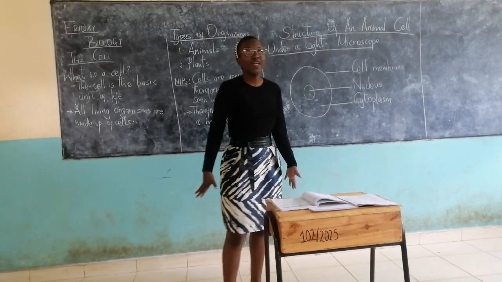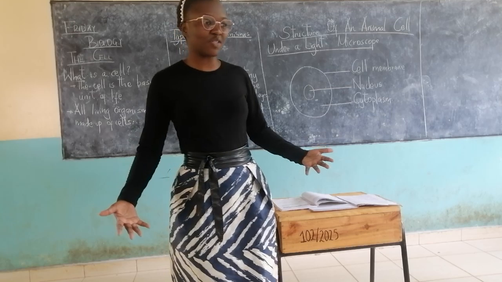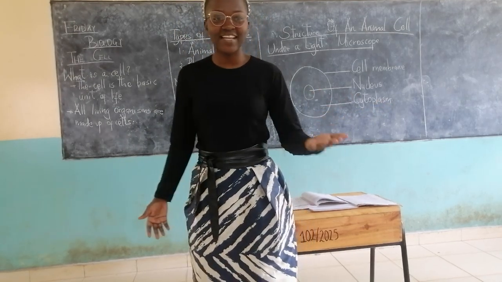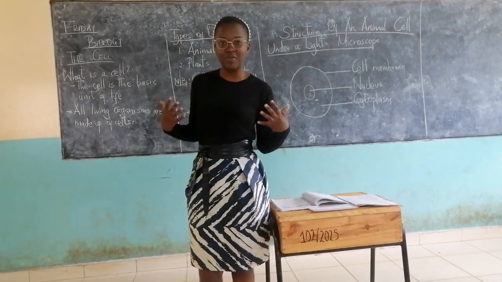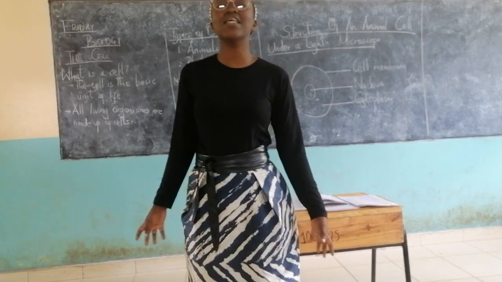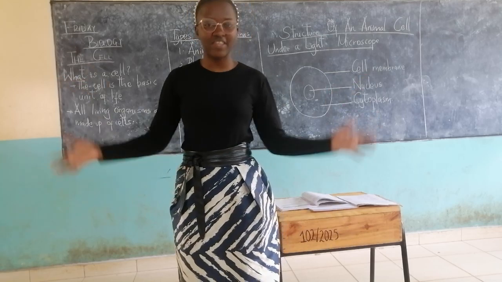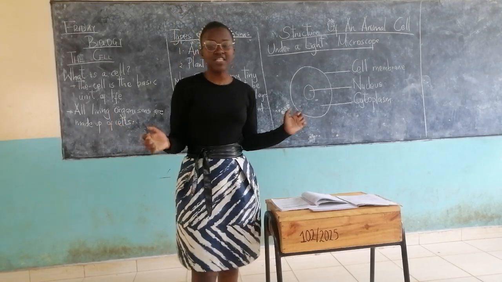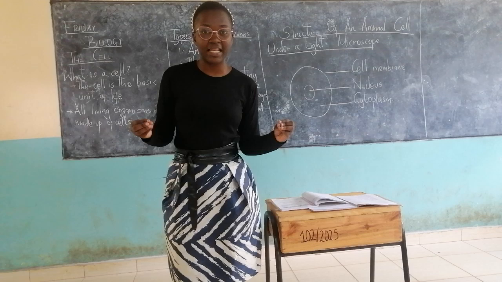Now, we have different living organisms. Can you give me examples of living organisms that you know of? Yes? Nice. Another one? Oh, nice. So, animals are examples of living organisms. We also have plants. We also have human beings. We have dogs. You can say even cow, chicken, all of them. They're examples of living organisms. So, these living organisms are made up of structures called cells.